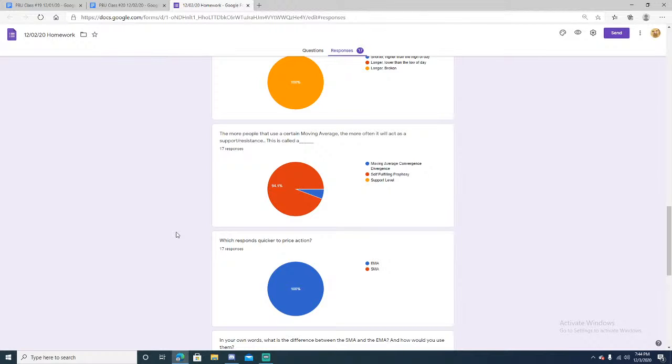Which responds quicker to price action? That's the EMA. So the exponential moving average does respond quicker to price action than the simple moving average, or the SMA, making the EMA a little bit better for maybe day trading or just looking at closer trends, because it is a little bit closer to the actual price.